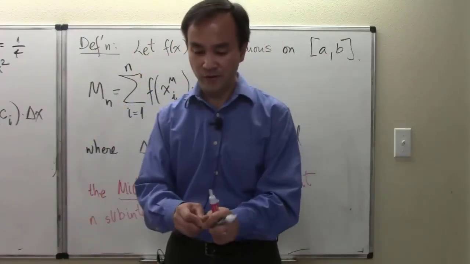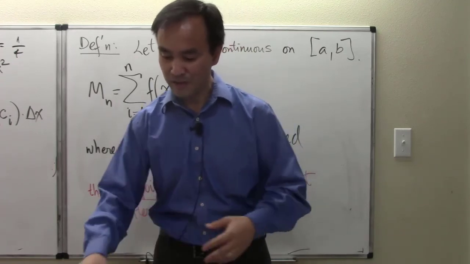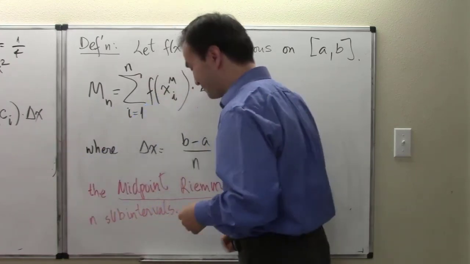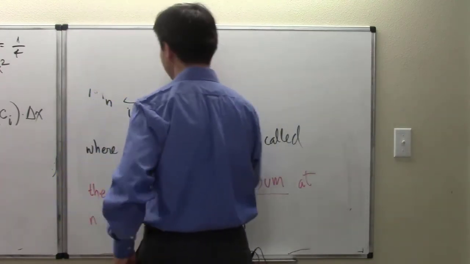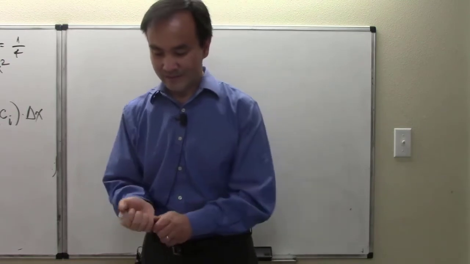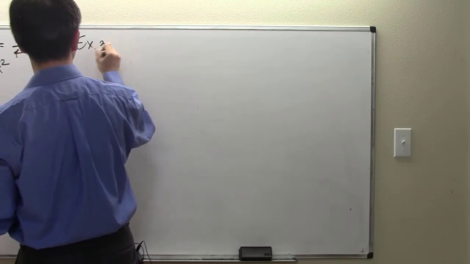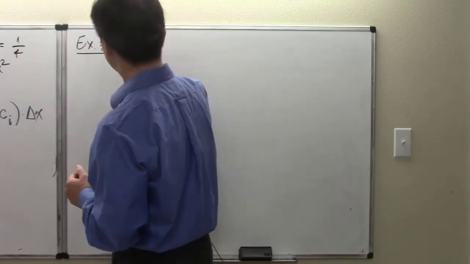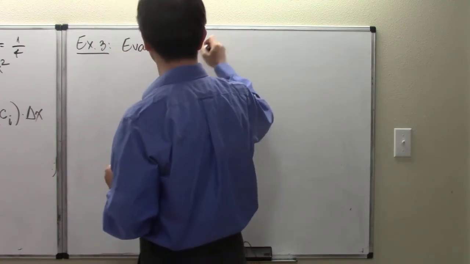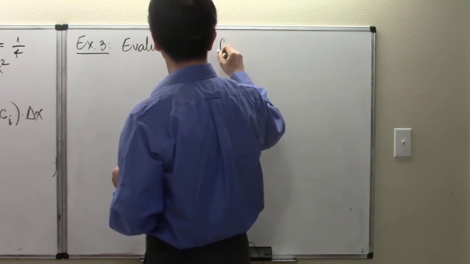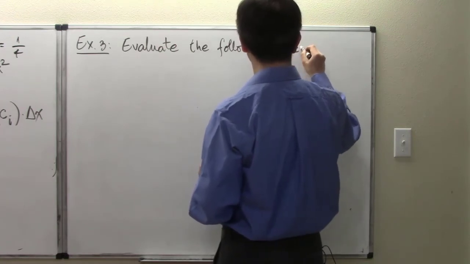All right, and so now we are ready for getting into the next example, and now I'm going to specifically focus on the midpoint rule that we just now learned. So let's now call that example 3 right here. I'm going to use a slightly different instruction right here. We want to evaluate the following Riemann sum.